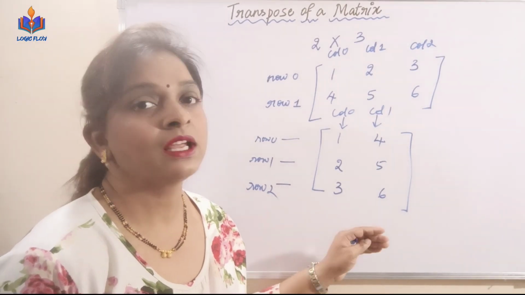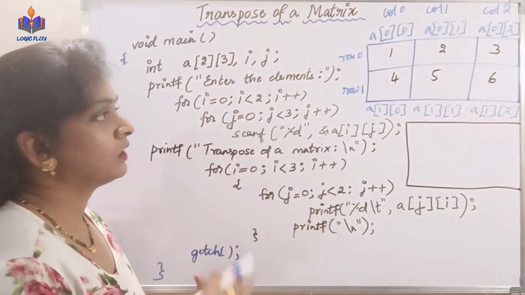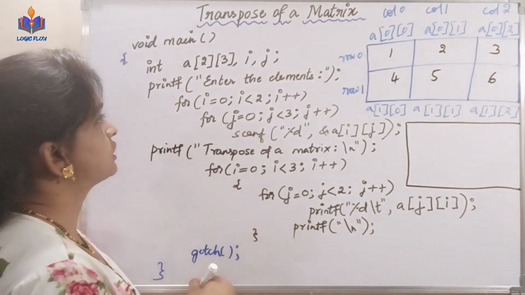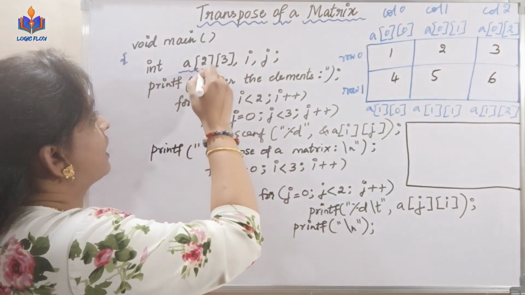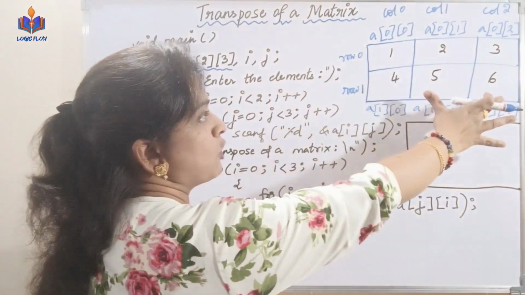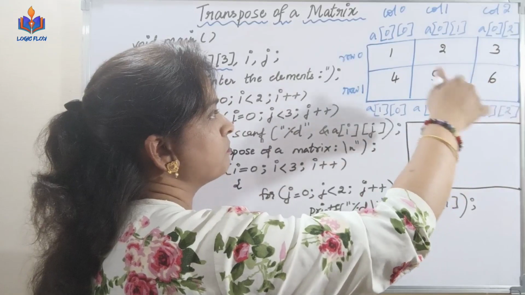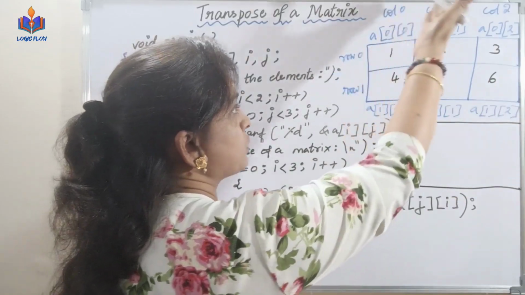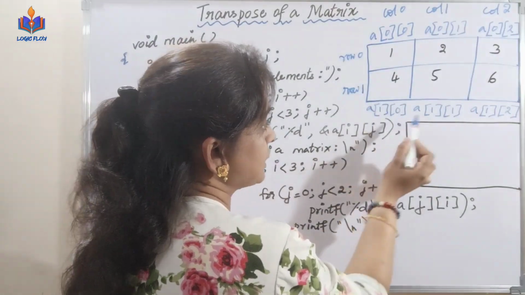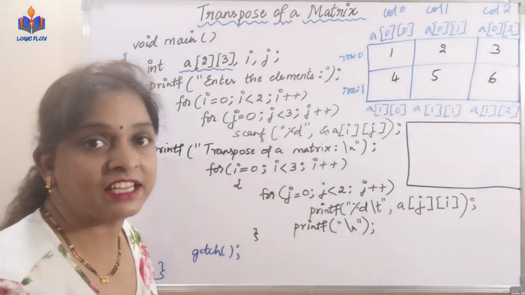So how to do that? Let us see with the program. So this is the program to transpose a matrix. First of all, we have an array declaration. The array name is A, with 2 rows and 3 columns. So I have written the memory allocation for 2 rows and 3 columns. So row 0, row 1, column 0, column 1 and column 2. A of 0,0, 0,1, 0,2, 1,0, 1,1 and 1,2. These are all the index values, subscript values.